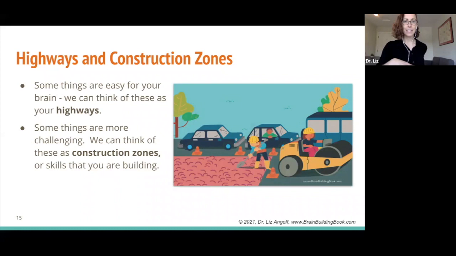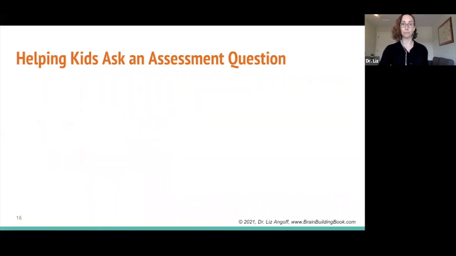So as I said, some of the things are easy for your brain. We can think of those as highways, and some are more challenging. We can think of those as construction zones or the skills that you're going to be building. So, trying to get kids to ask assessment questions. Now they have this vocabulary, and we can ask them, all right, what have you already built? What are some things you're proud of? And then what do you want to build next? What questions do you have? What do we want to work on?